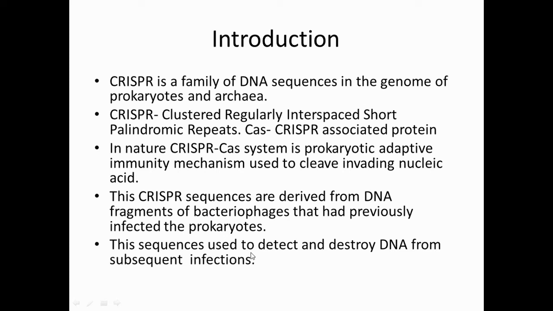These sequences are used to detect and destroy DNA from subsequent infections. As I told you, the CRISPR-Cas mechanism is helpful to fight against bacteriophage infection. That's why the sequences derived from the bacteriophage infection in the CRISPR sequences are helpful to detect and destroy the DNA from subsequent infection. So if a bacteriophage infects that bacteria again in future, these bacteriophage-derived DNA sequences will be helpful for the bacteria to destroy the DNA of that bacteriophage. Let me tell you more clearly with the help of a diagram.